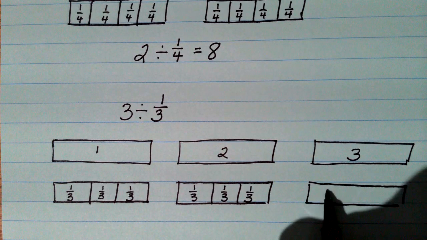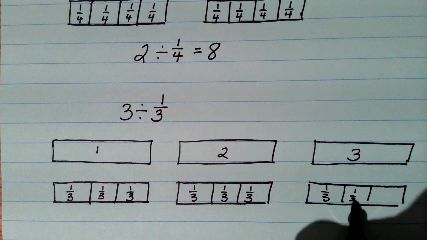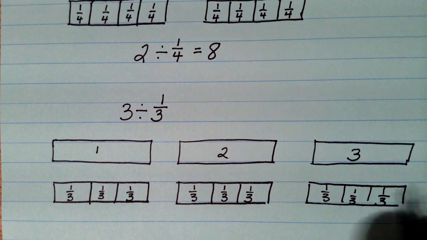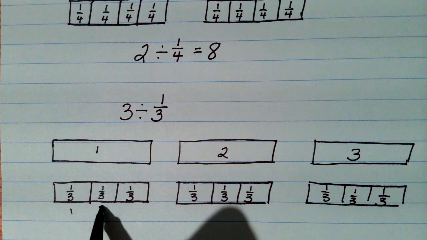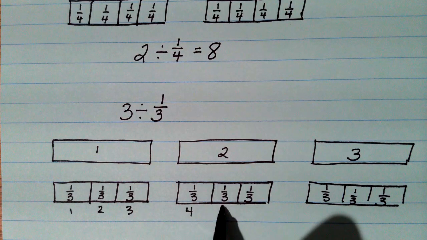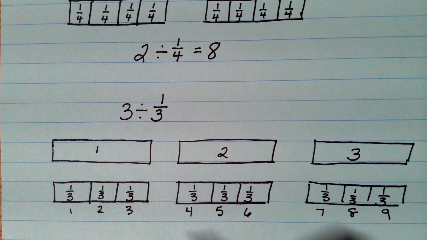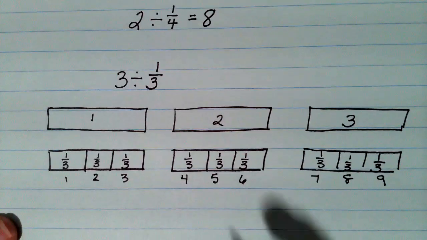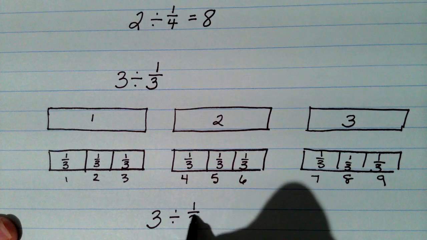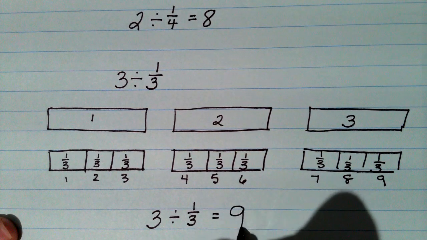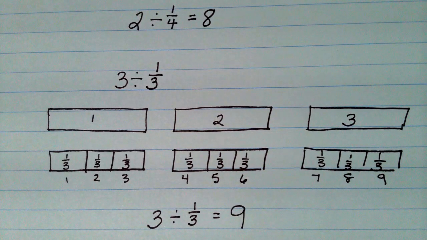And our third one is going to have 1/3, 1/3, and 1/3. So when we look at that, how many thirds do we have? We have 1, 2, 3, 4, 5, 6, 7, 8, 9. So 3 divided by 1/3 equals 9. This is how it is modeled with shapes.